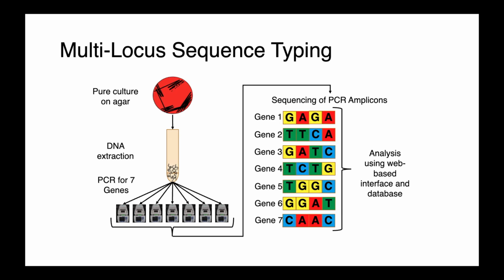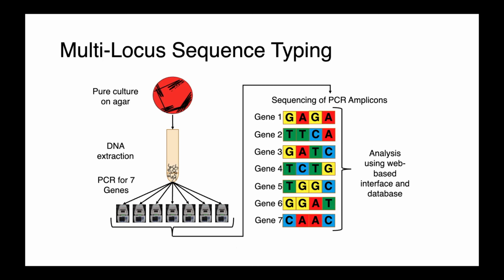Multi-locus sequence typing is another commonly used DNA fingerprinting technique. In this method, again, we start with a pure culture on blood agar. We do a DNA extraction on that culture, and then we do a PCR for 7 different housekeeping genes. These are loci which are known to be conserved within a species or genus of bacteria and evolve at a relatively slow and consistent rate. Once we've done that PCR, we then sequence those 7 amplicons and use some sort of web-based interface and database in order to compare the gene sequences for each of those 7 genes to what's been found previously, and then subsequently identify the sequence type.